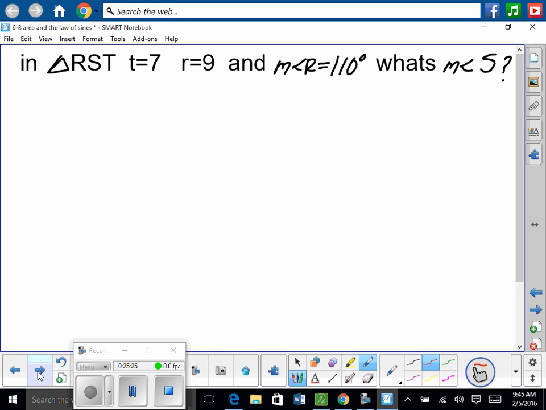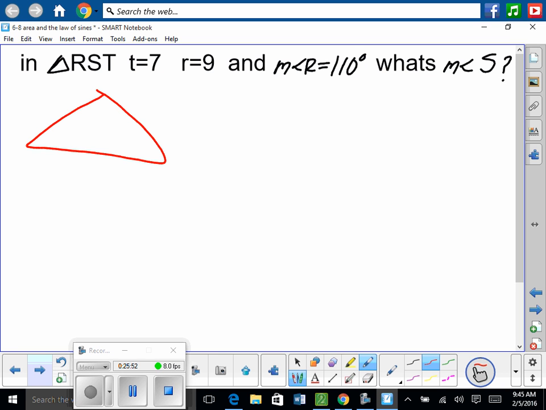Okay. So, this time it's in words. It says, in triangle RST, side T is 7, side R is 9, and the measure of angle R is 110 degrees. Then it's asking, what's the measure of angle S? So I have to be able to draw the picture correctly here. I don't even care what my triangle looks like. I'm going to just draw one in. It's not going to be drawn to scale necessarily, but who cares, right?